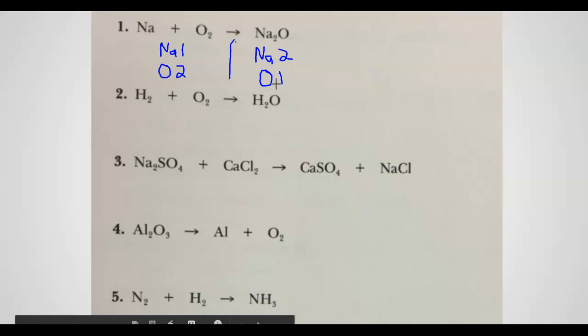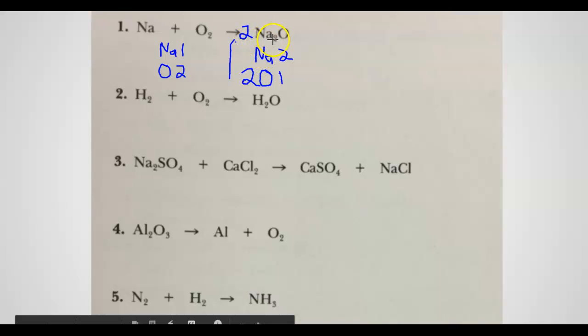So in this case, we're going to try and balance those oxygens first. We've got 2 on this side, 1 on that side. What times 1 is 2? Well, 2, right? 2 times 1. Anything times 1 is itself. So if I put a 2 in front of that oxygen, I need to put a 2 in front of the molecule sodium oxide.